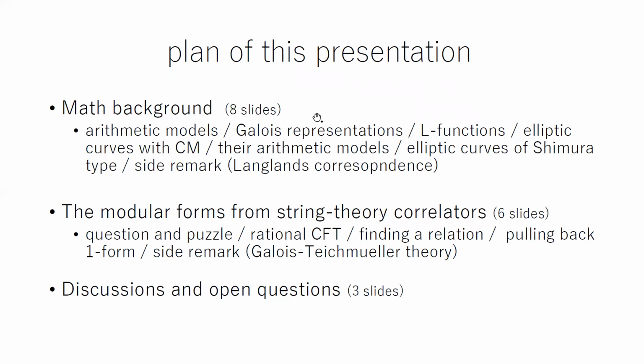And after explaining those materials briefly at least, I wish to discuss how those modular forms that are associated with the elliptic curves in the context of arithmetic geometry can be reproduced by the genus 1 correlation functions in string theory. I'm going to use 6 slides, and then if time remains, I have prepared 3 slides for discussions.